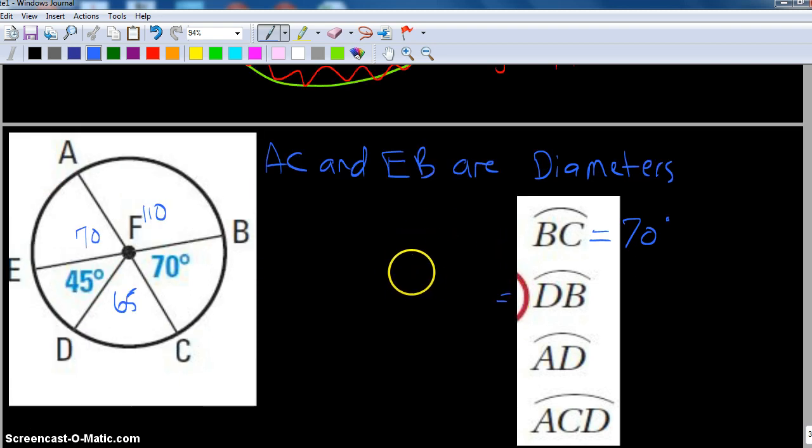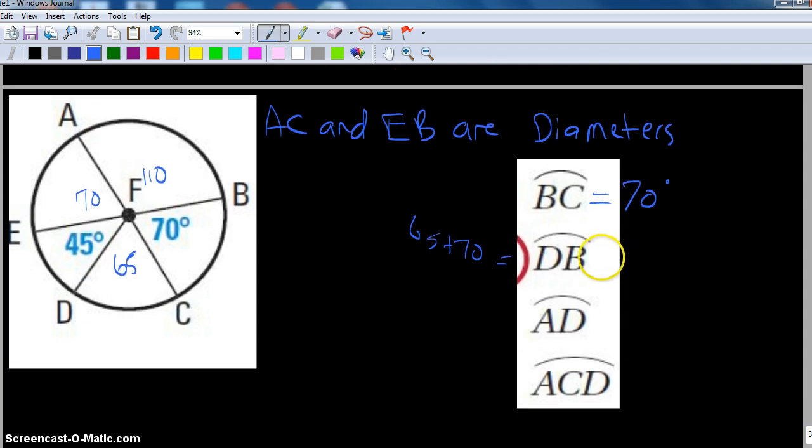So this one is 65 plus 70, which is equal to 135 degrees. Now from A to D, again, you can go from A all the way this way to D, or you can go from A to D right here, and you always go the shortest distance. So from A to D would be the 70 here plus the 45, so 70 plus 45. Should be 115 degrees.